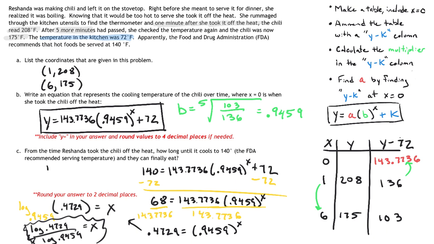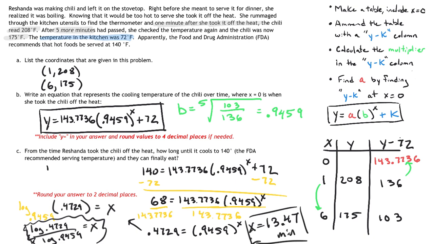So when I did that on my graphing calculator, I got a number like 13.47 if I round. So x equals 13.47 minutes, and that would be your solution.